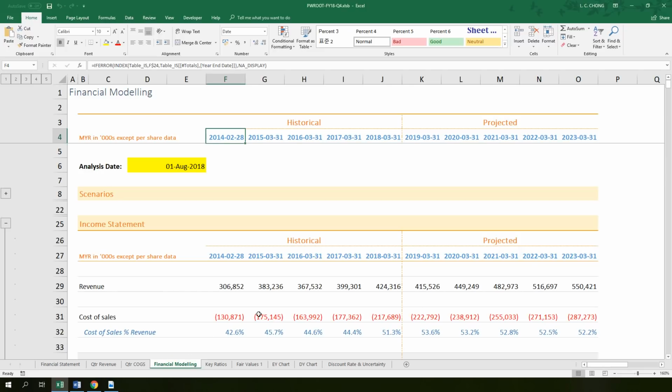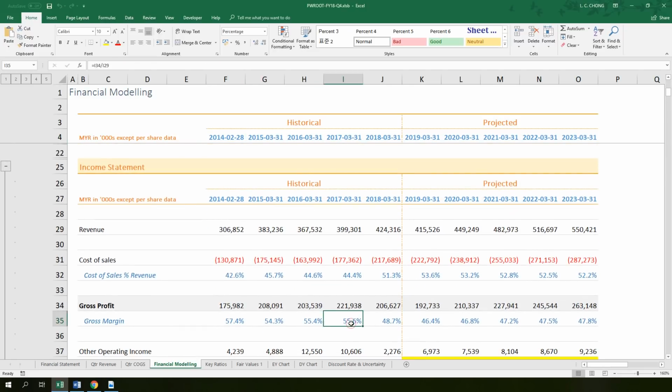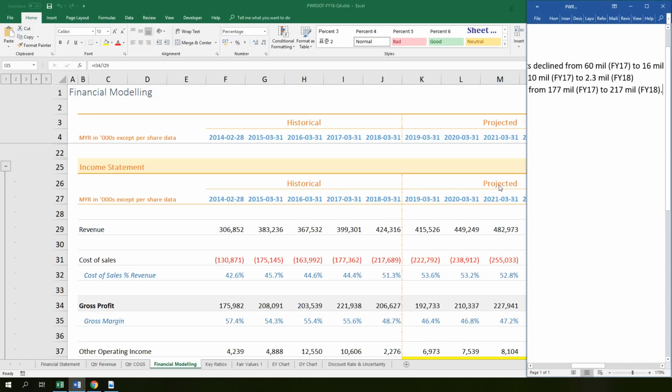Let's check the gross margin. Wow, alright, you see the gross margin dropped from 55.6% to 48.7%. We need an answer for this. So let's take note. Gross margin profit dropped from 55.6% FY17 to 48.7% FY18.